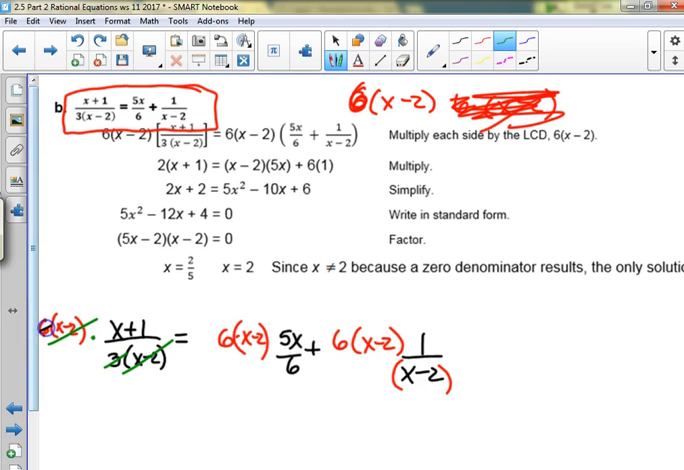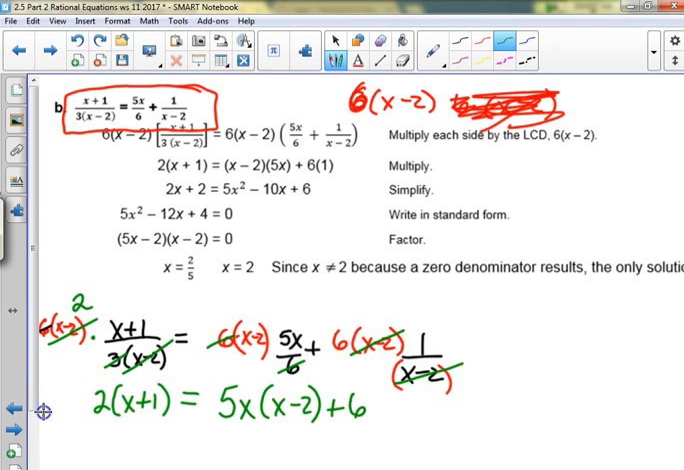3 goes into 6 twice, so I have a 2 and an x plus 1 left on that side. And this term, what happens? The 6 divides out, so I have a 5x and an x minus 2. And over here, I have 6 times 1 is 6. All right. Then they distributed, got it all equal to 0, factored, and got these 2 solutions.